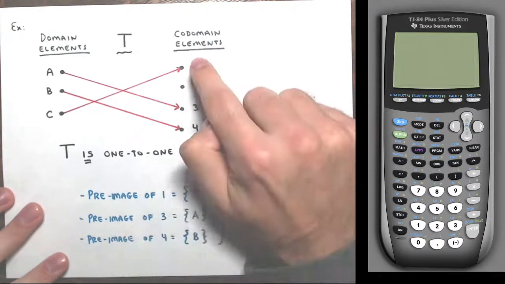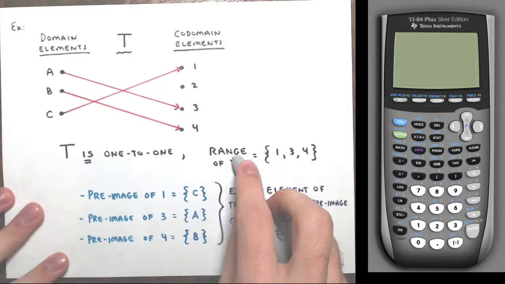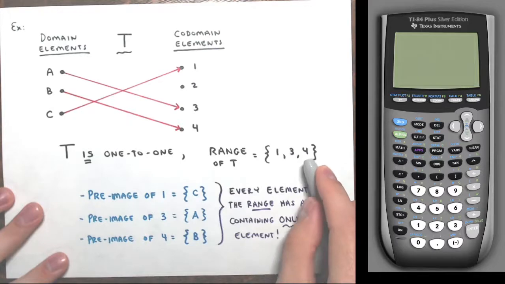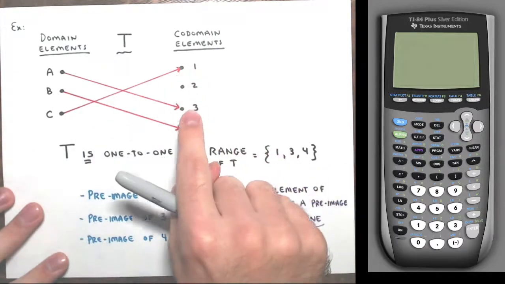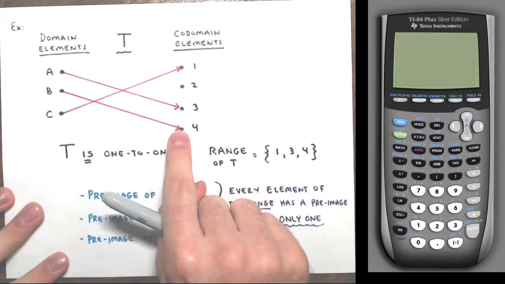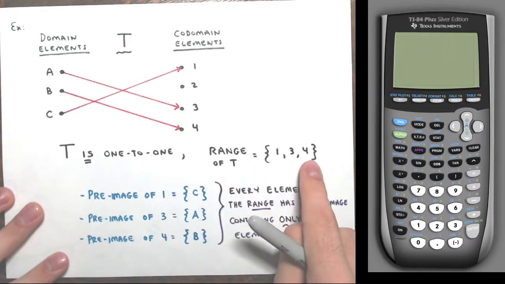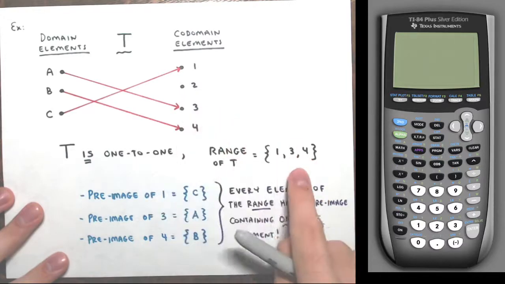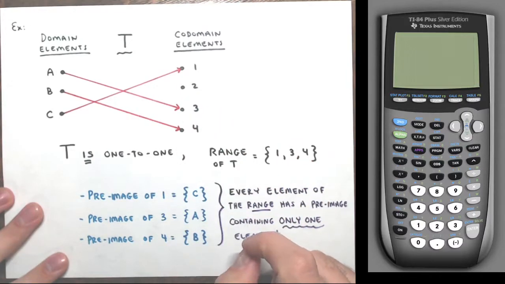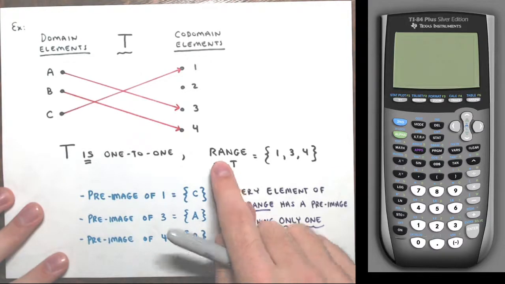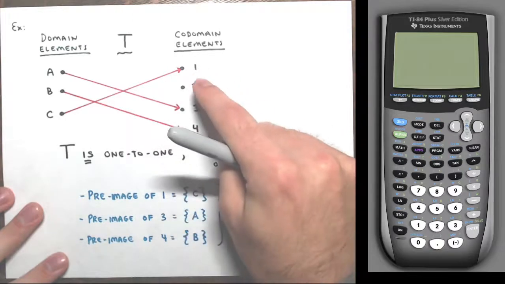is look at all the values of the range. The range of T is all the actual outputs, all the actual images of the domain elements under T. 1 is mapped to, 3 is mapped to, 4 is mapped to, so the range of T is just the set of elements 1, 3, 4. Notice that 2 is not in here, and as I mentioned at the very first page, the range of a transformation isn't always going to be the codomain. 2 is not in the range here.